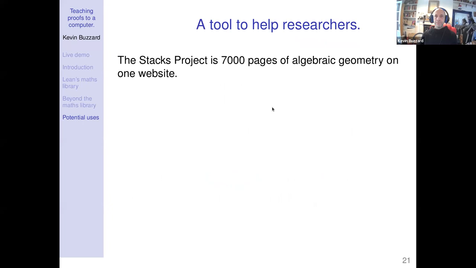And then another thing we can have is, imagine, I could envisage a tool which teaches algebraic geometry, just to choose a subject at random. The Stacks project is a gigantic repository on the internet of many, many, many theorems in algebraic geometry, all with their proofs. And I remember having to learn algebraic geometry, and I found it extremely difficult.